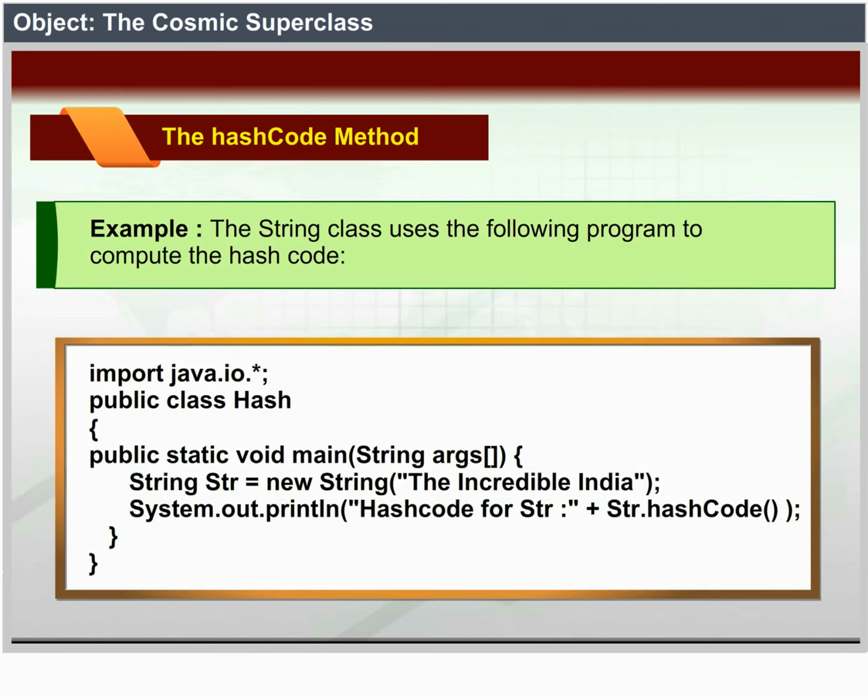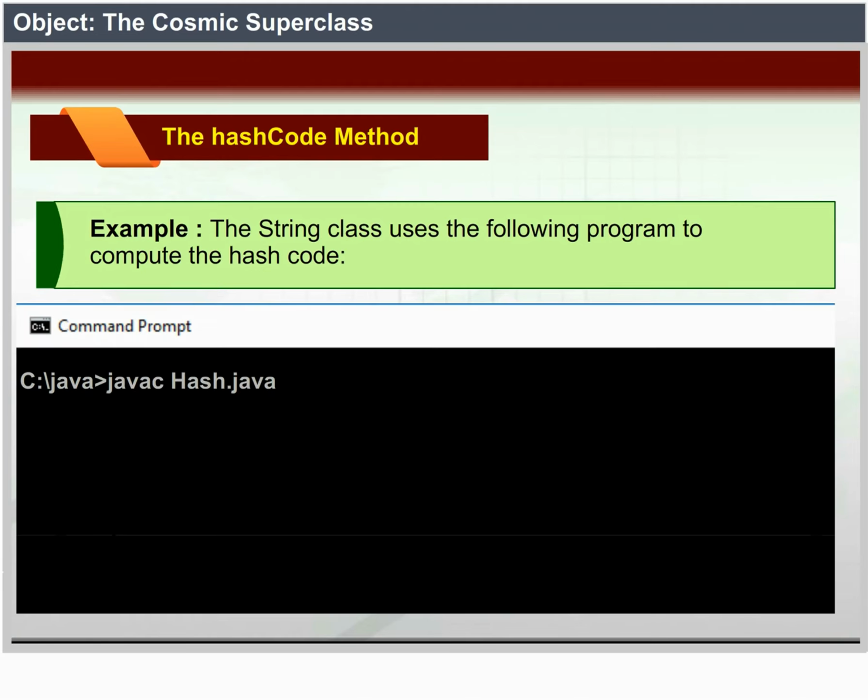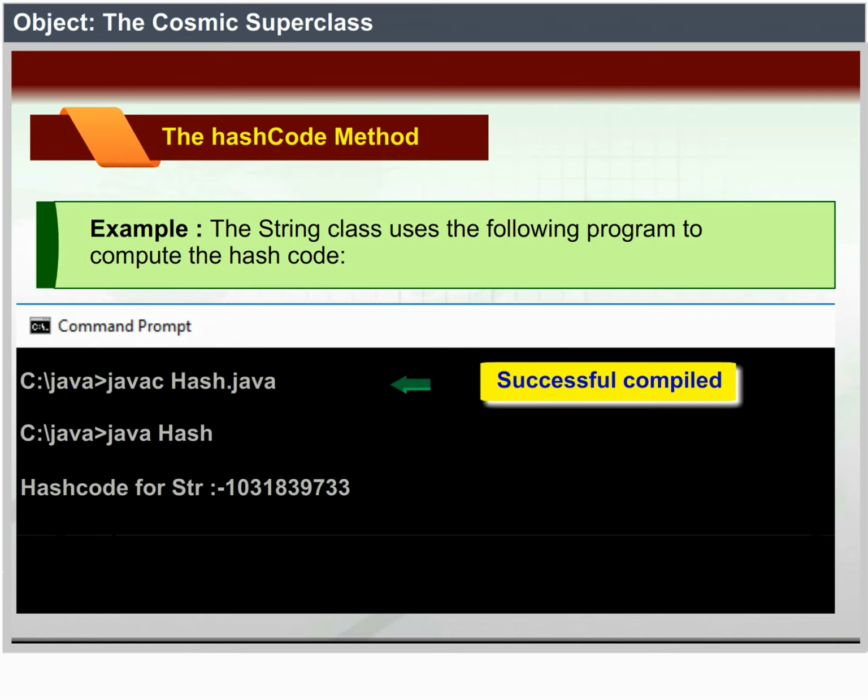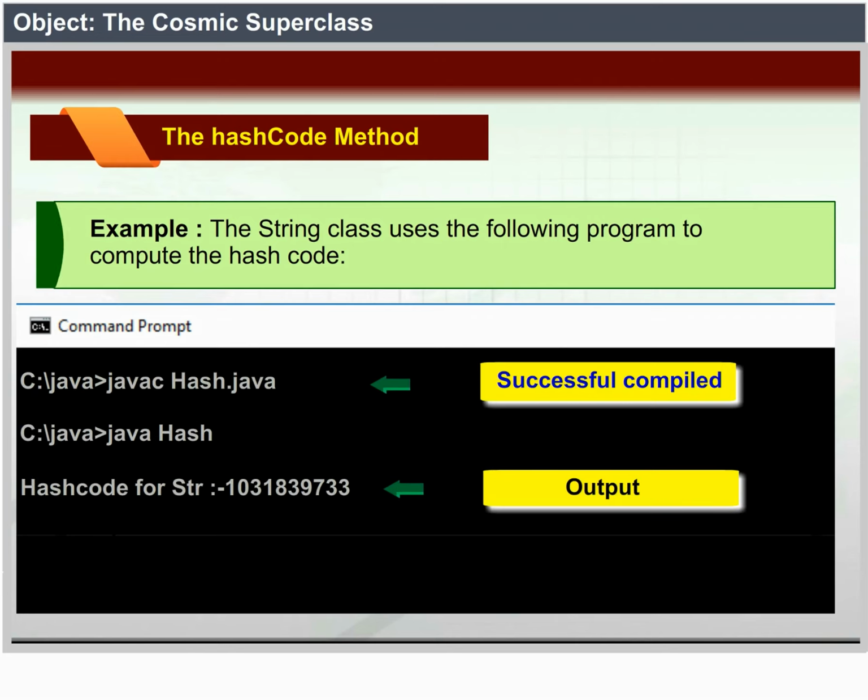import java.io.*; public class Hash { public static void main(String[] args) { String str = new String("Incredible India"); System.out.println("hash code for str = " + str.hashCode()); } } Output: hash code for str = -1031839733.